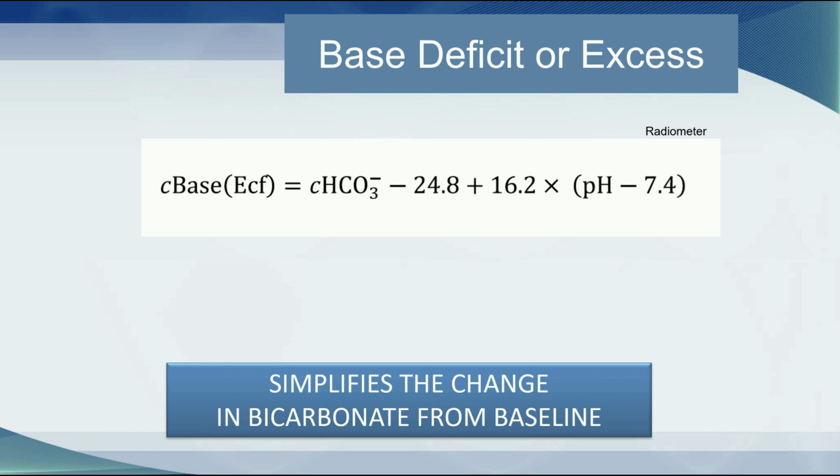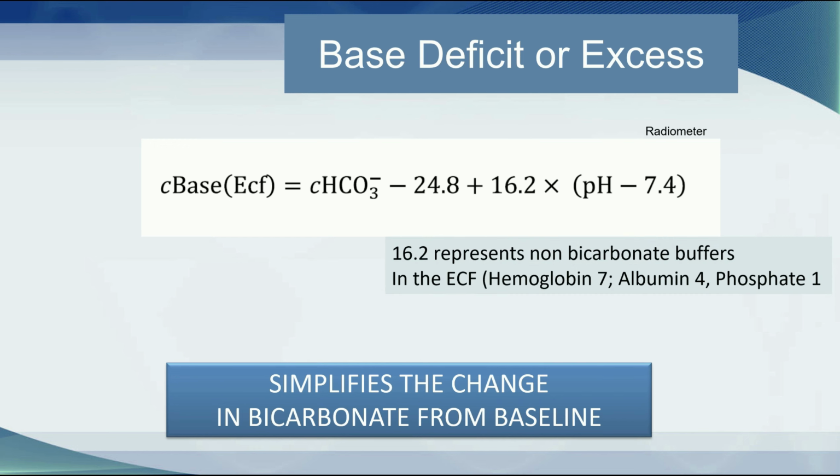This is one of the myriad of formulas about how base excess is derived. Keep in mind that the bicarbonate itself, a derived variable, is buried in there. So there's an awful lot of assumptions, not least the relative ratio of extravascular to intravascular fluid. But in this calculation, the base excess is the bicarbonate minus 24.8, that's the normal bicarbonate, plus 16.2, which is a whole variety of different things. That's the non-bicarbonate buffers, hemoglobin, albumin, and phosphorus, multiplied by the pH minus 7.4. And what base deficit or base excess does is simplify the change in bicarbonate from baseline.